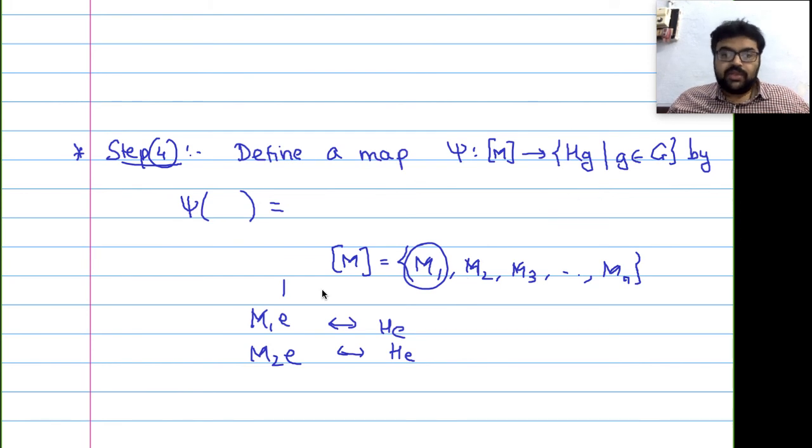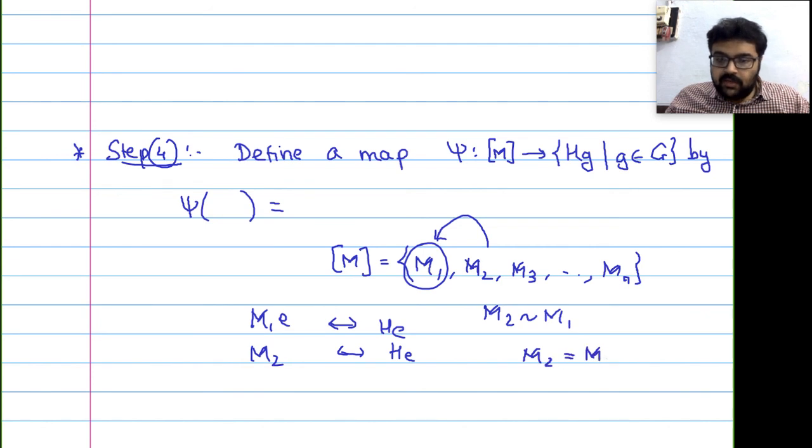We want HG, exact same. So if I write M2, what I know is M2 is in the same class as M1. That means M2 is equivalent to M1, so M2 can be written as M1 times G for some G, and that G I can write.